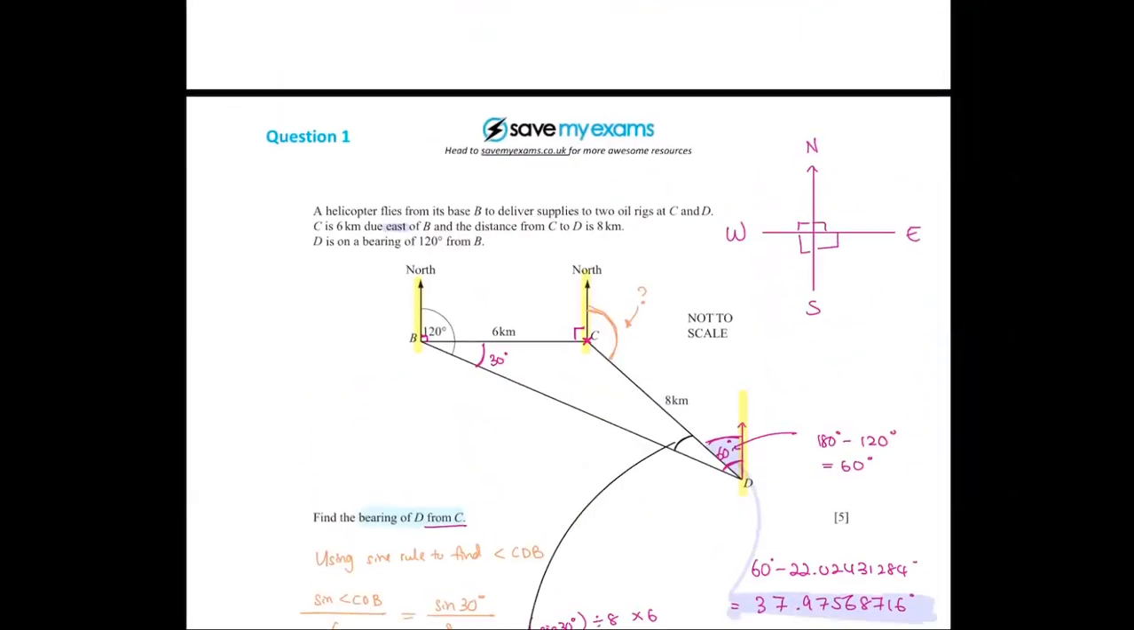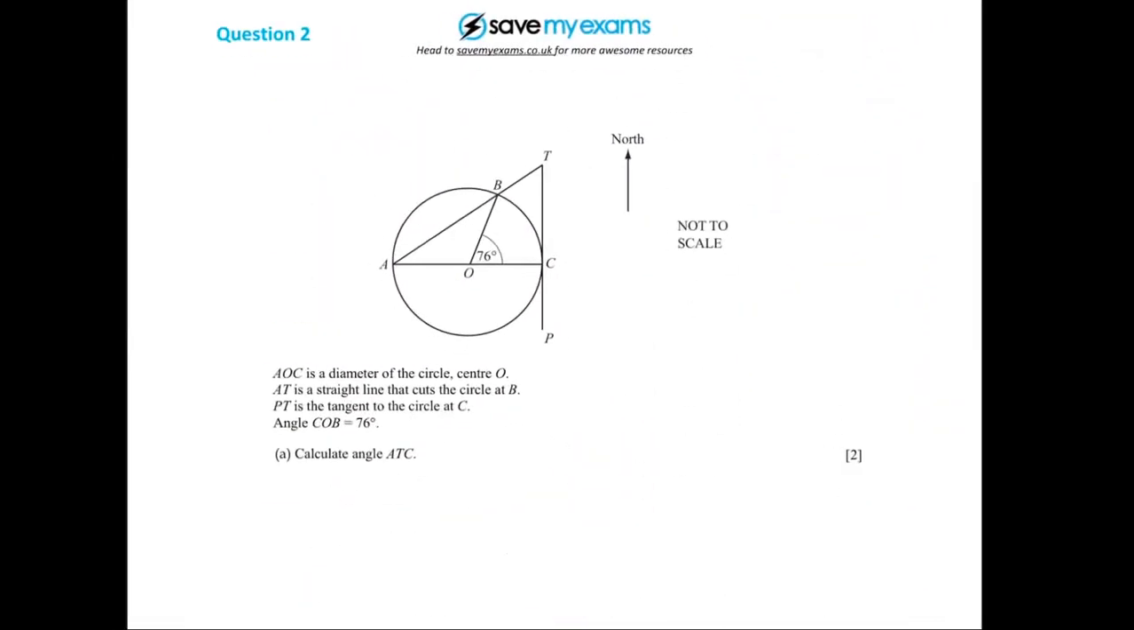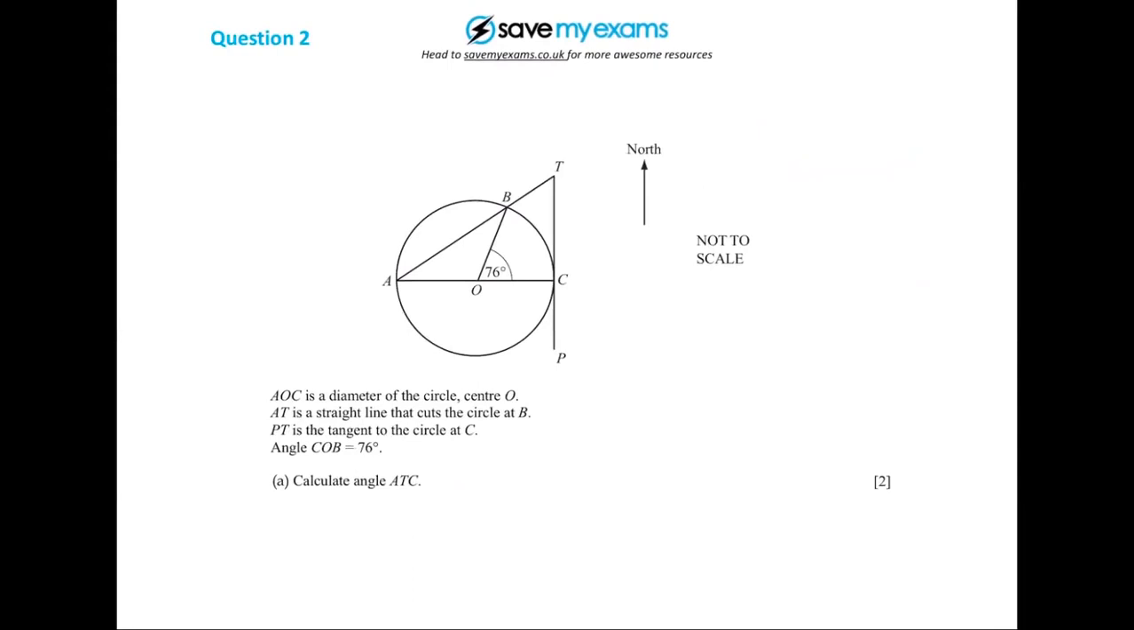Now, let's go to the next question. AOC is a diameter of a circle. Each and every statement that we get here, we need to find out what it means. Whenever you have a diameter, we need to see if there's any angle formed by this diameter. Well, there isn't, so we're just going to leave it as it is. AT is a straight line that cuts the circle at B. PT is a tangent to the circle at C, so tangent means it's 90 degrees.